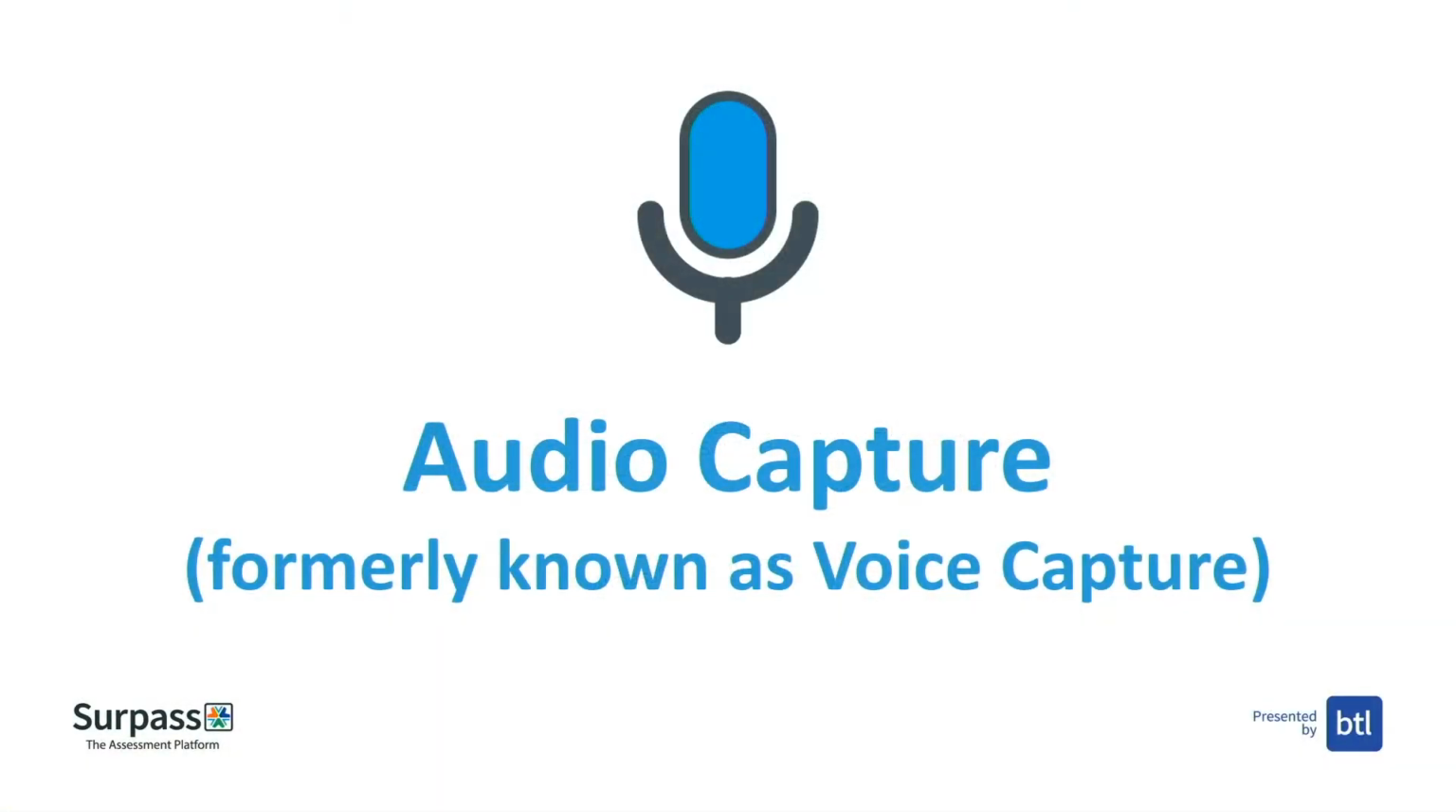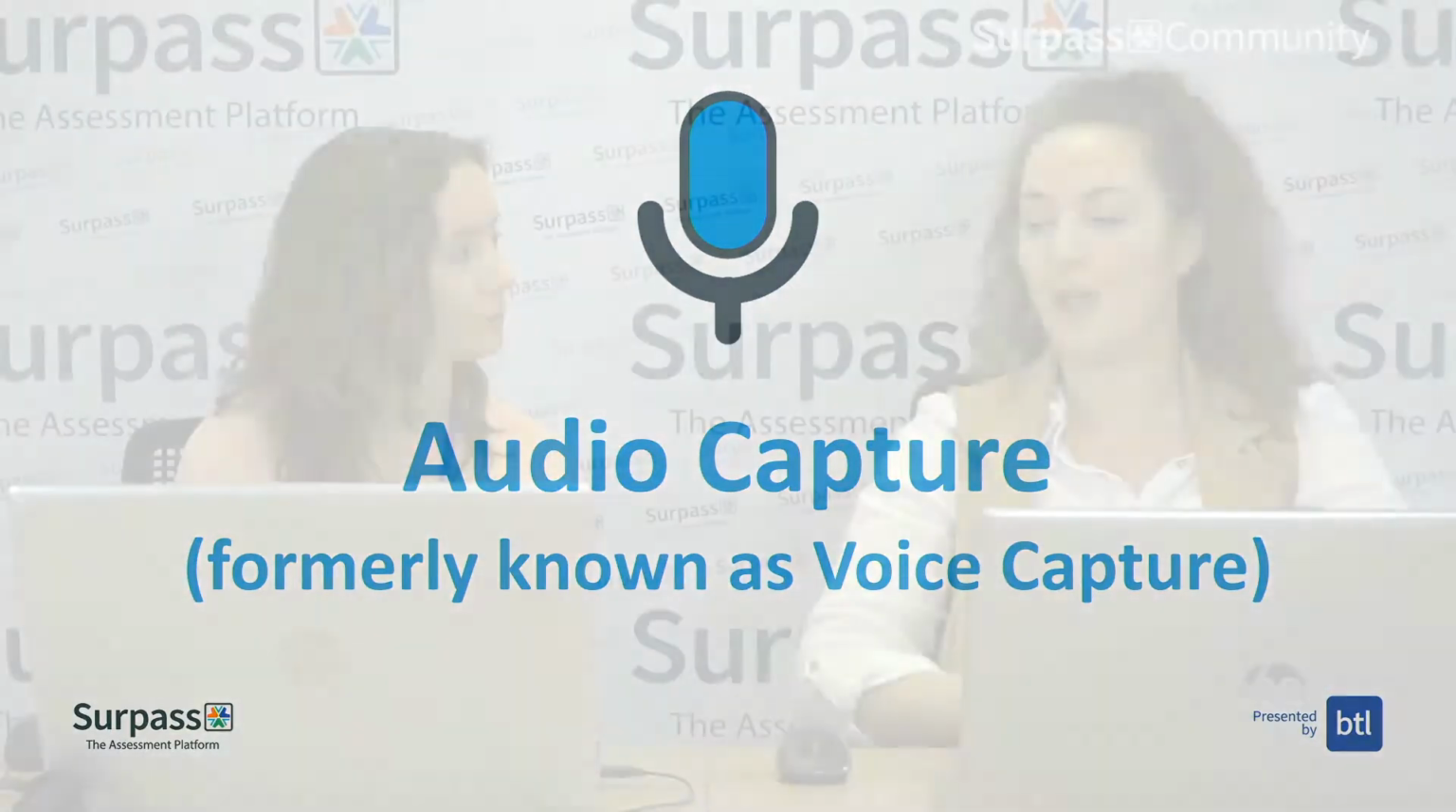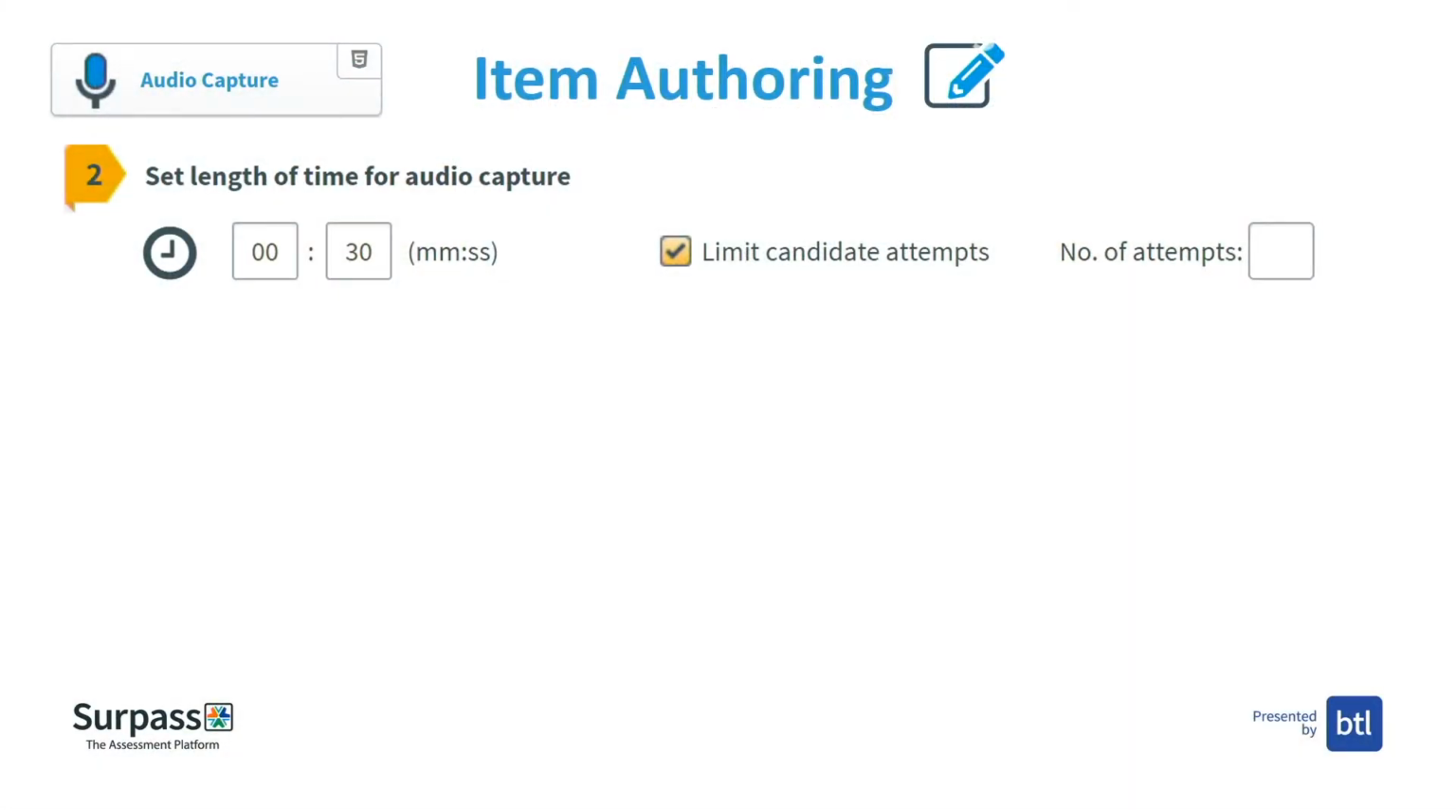Okay, so let's get started with the audio capture item. So what's gone in with this functionality? Well, the main benefit of this item type is that you now have control over the appearance and behaviour of the item type. And with this, you have some more settings that have been introduced. The first thing I want to draw your attention to, in step 2 of creating an audio capture item, is you're now able to limit the number of candidate attempts to an audio capture item. What this does is customise the number of times a candidate can answer the question.